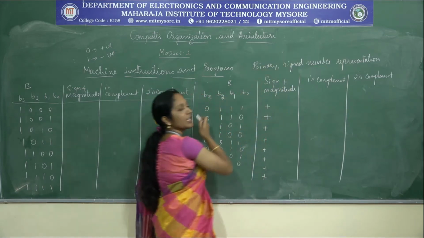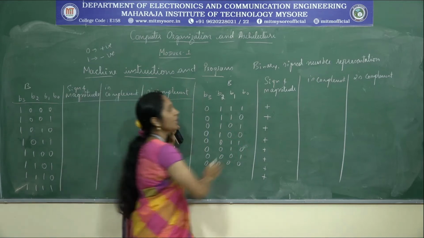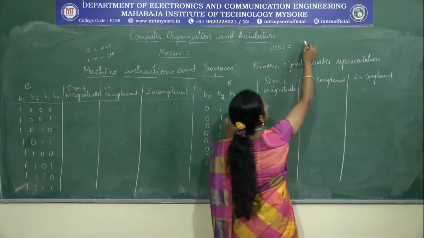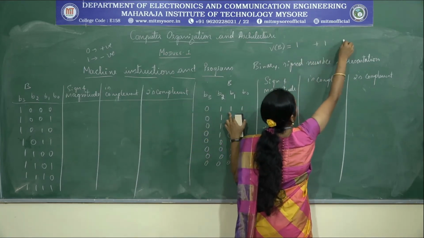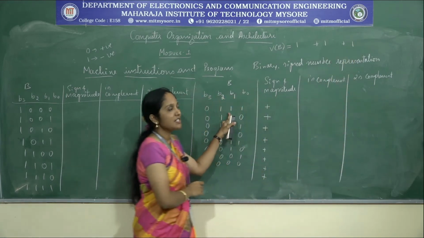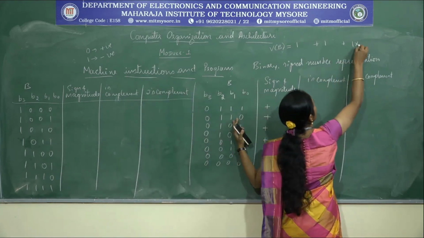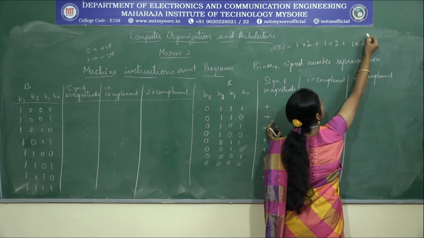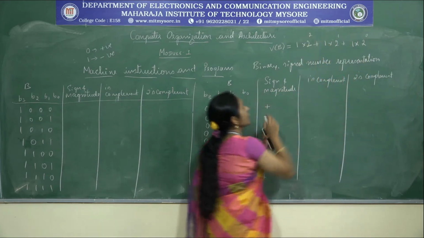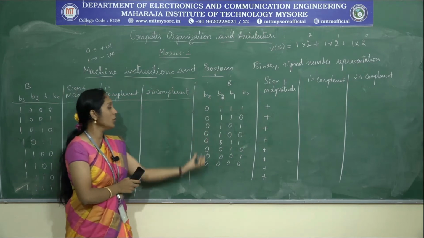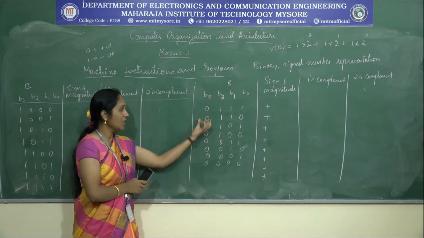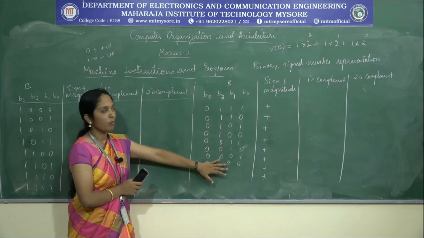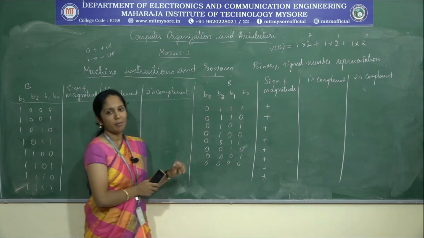I have already given you the integer representation v of b. So according to the v of b, if you consider this 1 1 1, we have binary bits as 1 1 1, and if you consider the weights of the powers of 2, the first lowest power is 0, next 1, next is 2. 3 we are not going to consider. Why? Because I have already told you, the MSB is representing the sign of the number. Therefore 0 is used for representing positive sign, and the rest is used for representing the magnitude of the number.